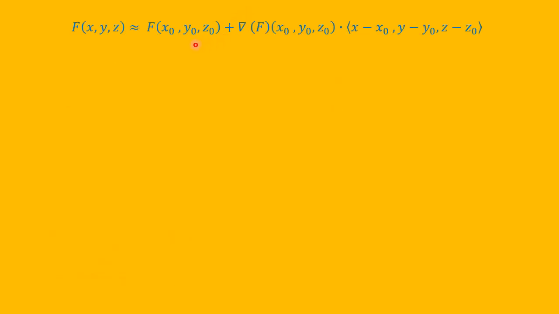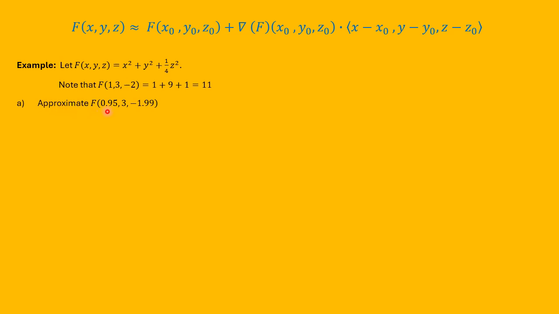Let's look at a slightly different problem. Let's approximate f of x, y, z using our tangent plane approximation. So here's the problem. Let's let f of x, y, z be x squared plus y squared plus 1/4 z squared. We've seen that function before. And we note that f of 1, 3, minus 2 is 11. That didn't change. And let's approximate f of 0.95, 3, minus 1.99. So what we'll do is, instead of plugging these numbers into this function up here, we'll plug these into the tangent line approximation of that function.